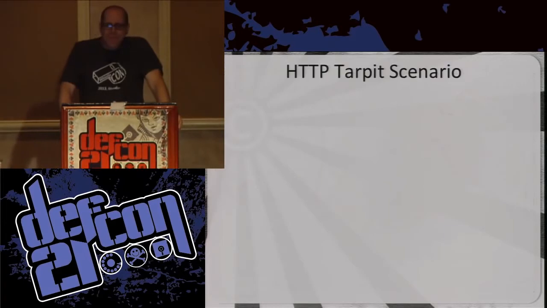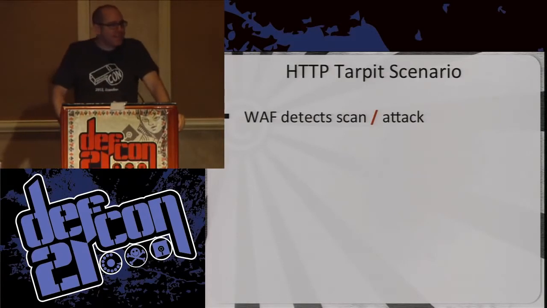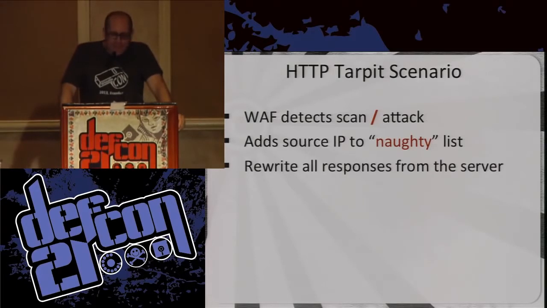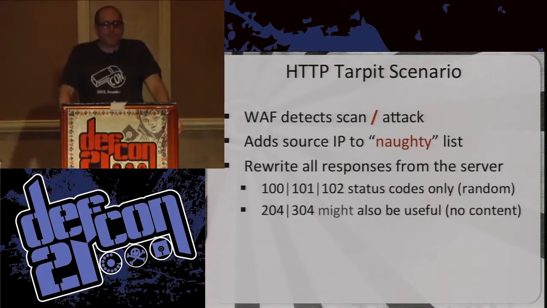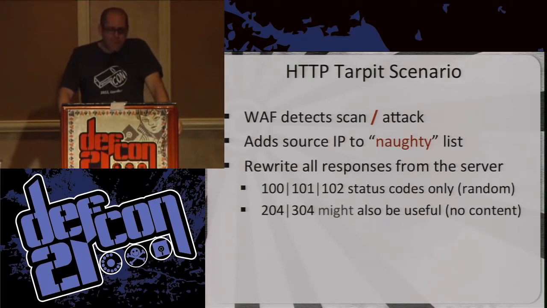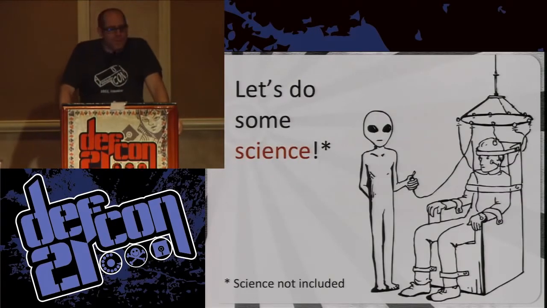So, simple scenario. The WAF detects the scan. Again, we're at the oh my god attack section. It adds this IP address to the naughty list. And then it starts to rewrite all the responses. Okay, so you get the usual 100, 101, 102 status codes. We just randomly rotate between them, depending on how bored we are at the time. We can also use 204, 304, which could be useful, but it's not nearly as fun as the 100 status codes. So let's do some experimentation, shall we?